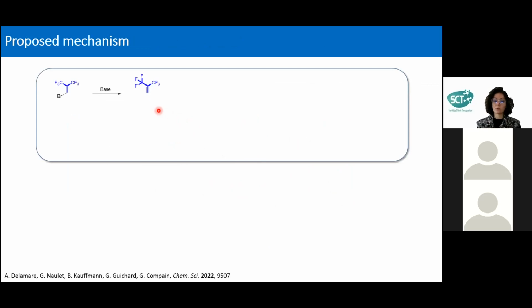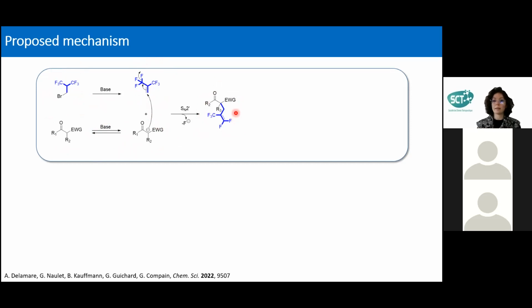We then performed a mechanistic study thanks to fluorine and proton NMR, and based on our observations, we proposed the following mechanism. Under basic conditions, this brominated reagent undergoes an elimination of HBr, leading to this hexafluorobutene. At the same time, the substrate is deprotonated, leading to these enolates, which can react with the hexafluorobutene through an SN2' mechanism, forming this pentafluorinated compound.